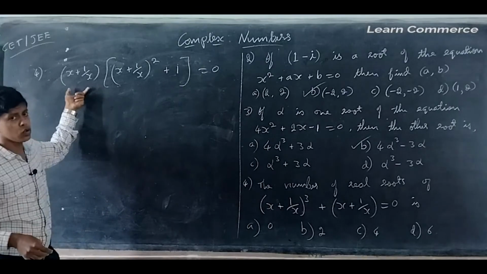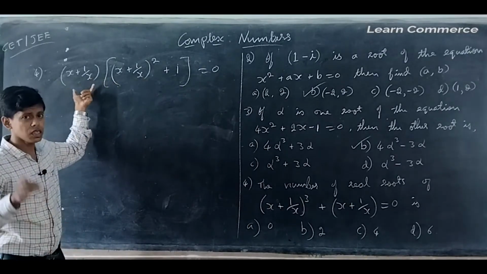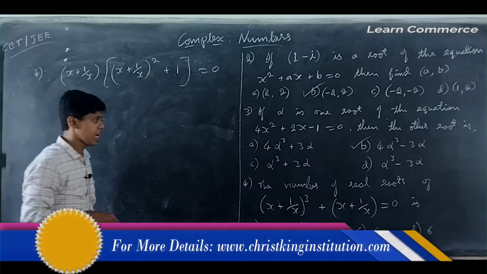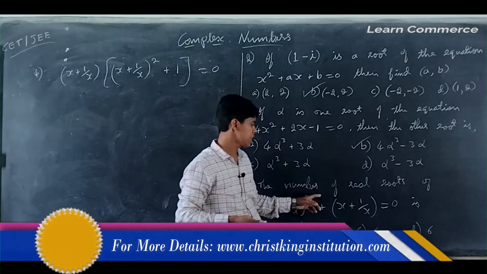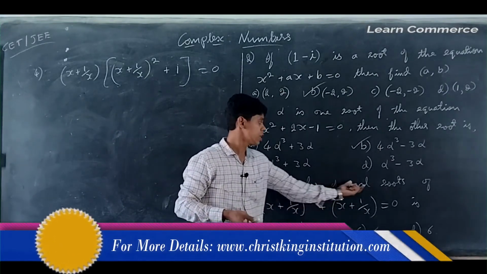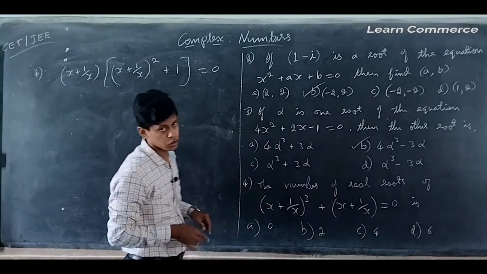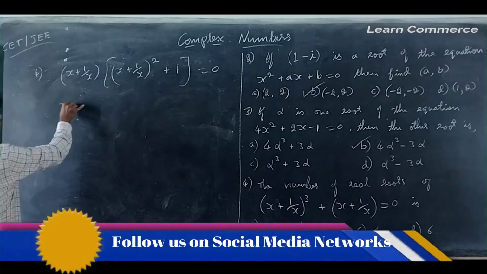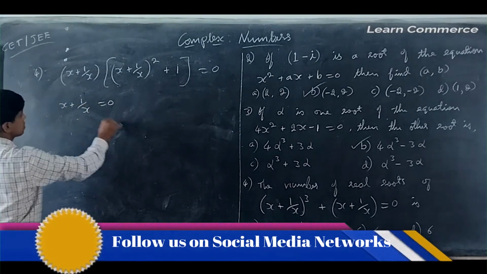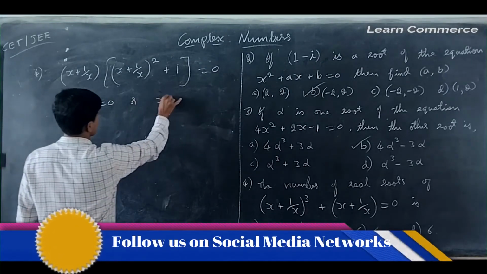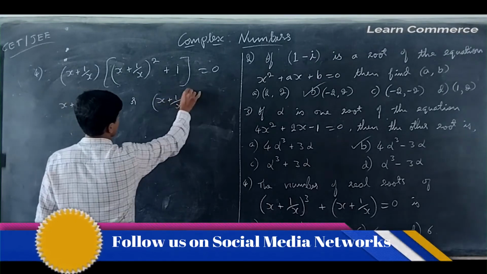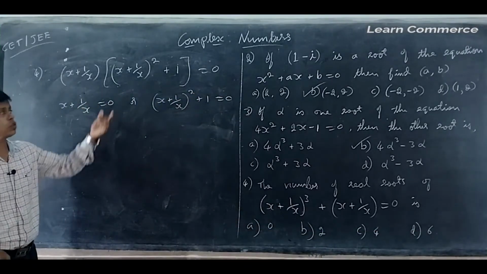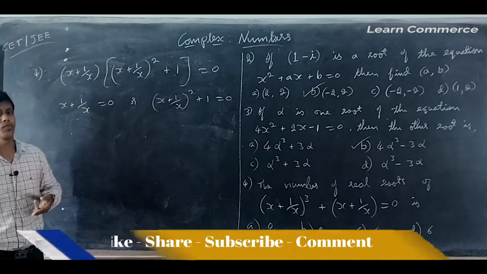Look at this, we have got two factors. So either the first factor is 0 or the second factor is 0. We have to find how many values of x exist, the number of real roots, real values of x, not the imaginary. So either this is 0 or the other factor plus 1 is equal to 0. Either of these must be 0 to make this product 0, right?